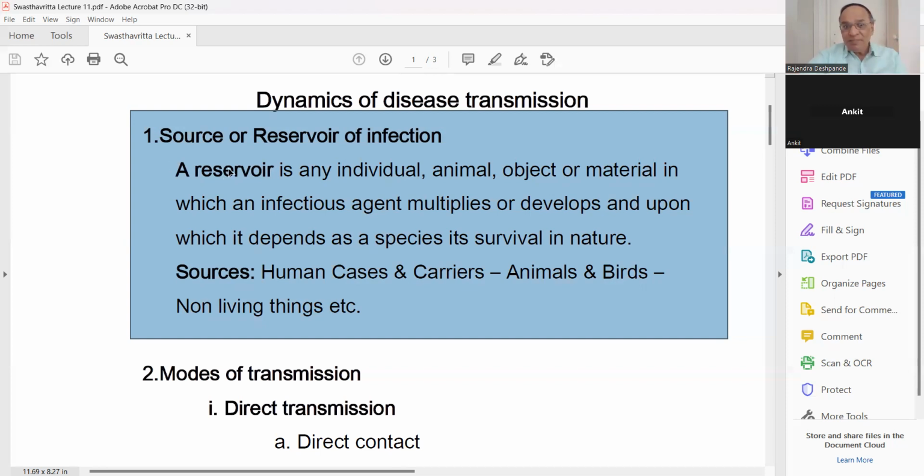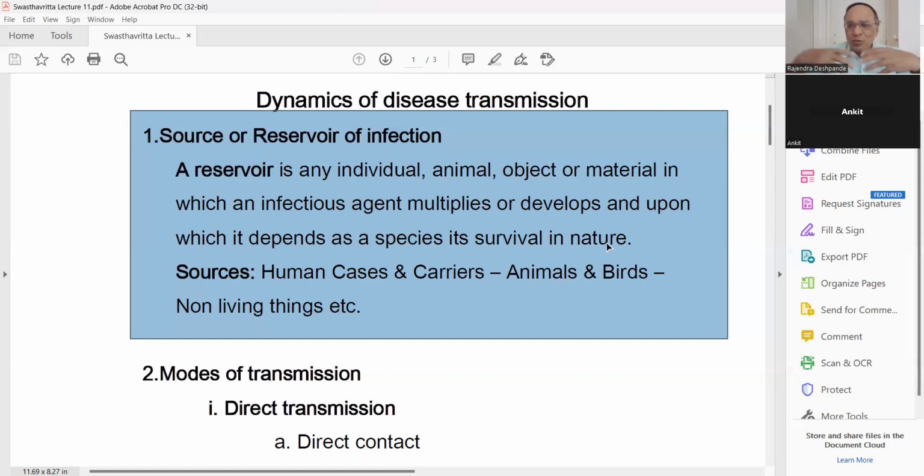Reservoir, what is reservoir? Any person, individual, any animal, any object or material in which the infectious agent, that means bacteria, viruses, multiply, 1 to 2, 2 to 4, and develops, and upon which it depends as a species for its survival in nature. So forget about all these things. What is reservoir? From where you can get the infection.